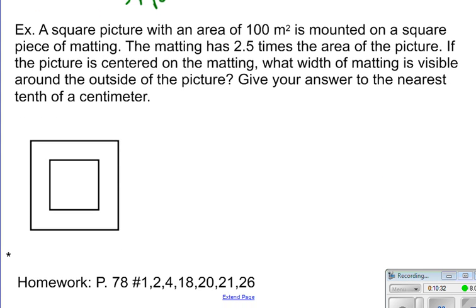Okay, our last example of problem solving. So we have a square picture. So we've got a picture and a frame.